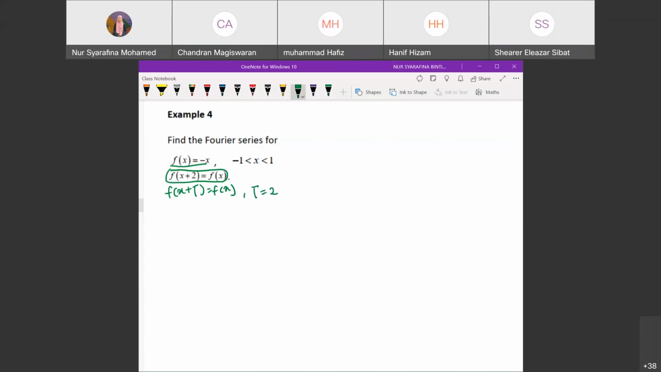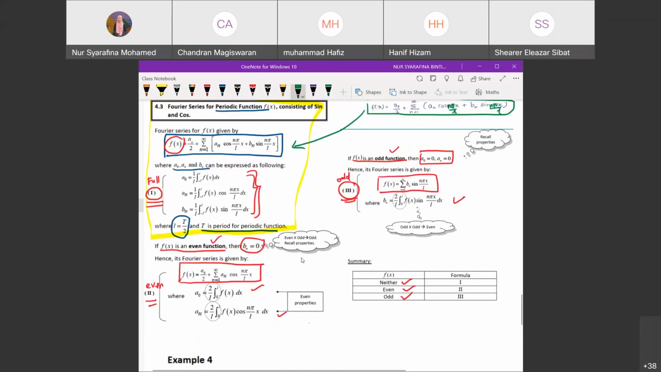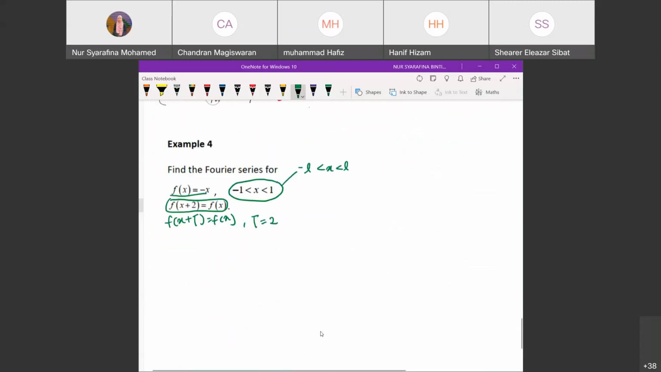But what if T is not given? When T is not given, you can find T through the range given. The range given here is in terms of negative L to L. And you know that L equals T over 2. When L equals T over 2, then T equals 2L.